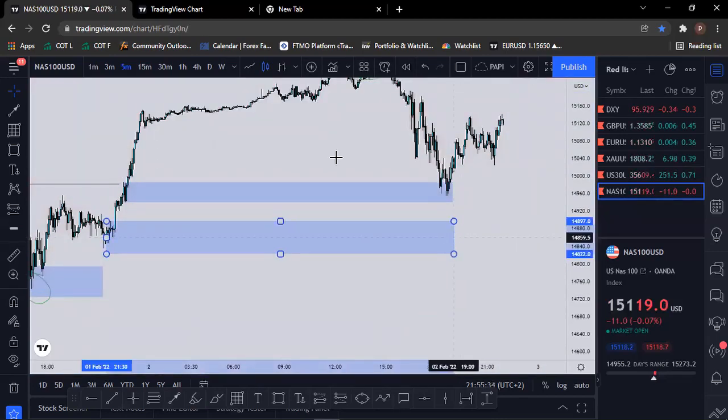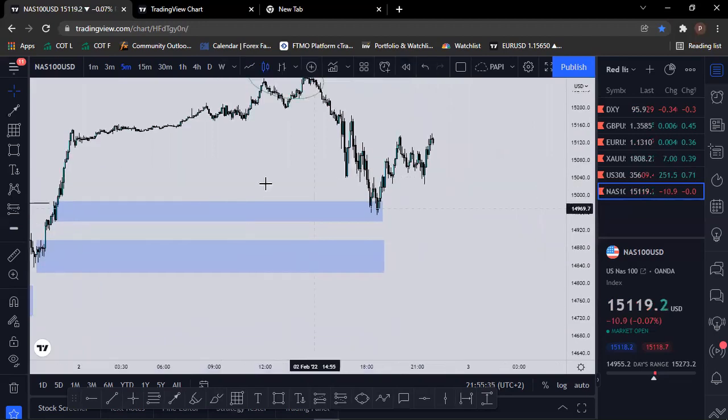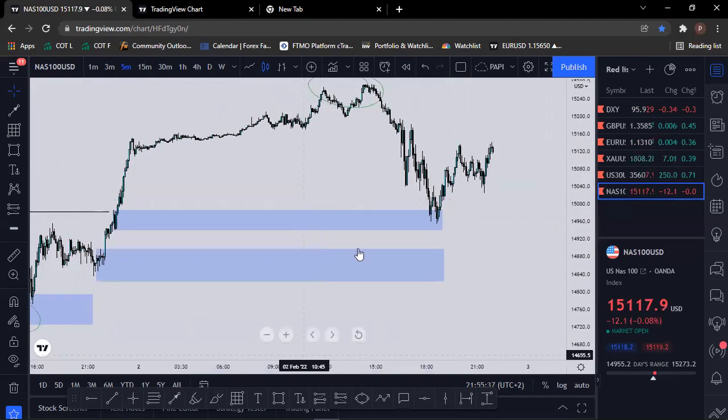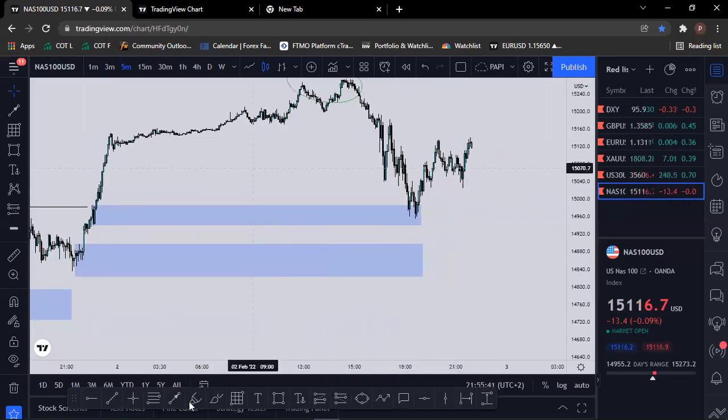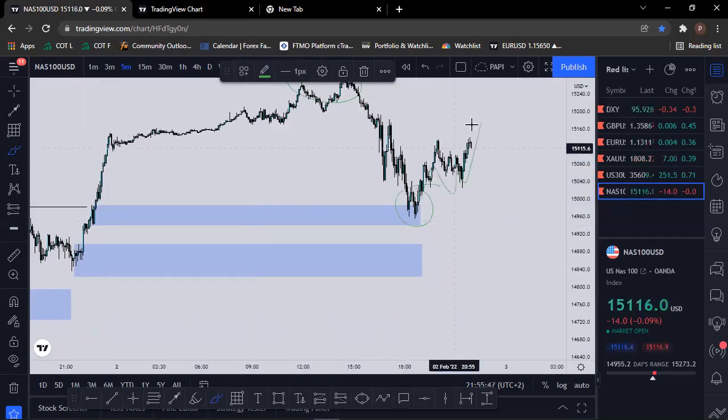I hardly use 5 minute OB, but I do use them. So now you can see price here tapped on it and then went up. If you had looked for confirmation entries within this area here, you could have got a proper risk to take out these highs and all that, because this high was taken. This was supposed to be a strong high, if I'm correct.